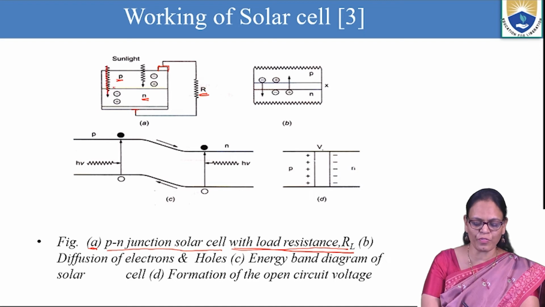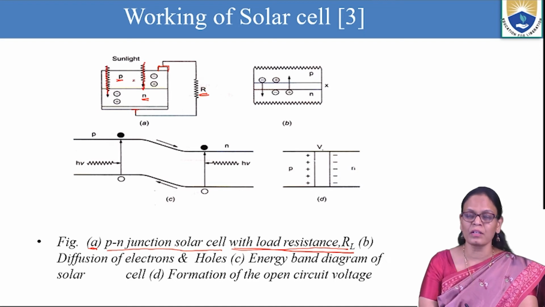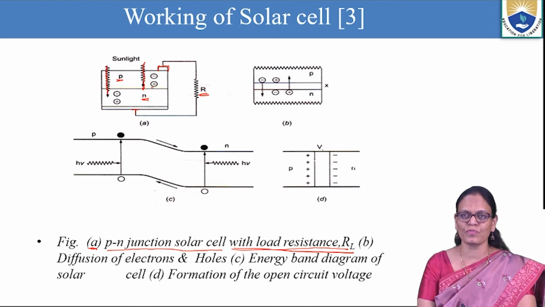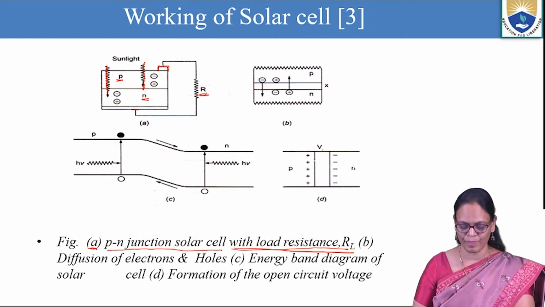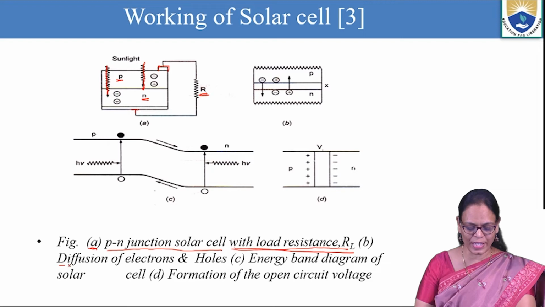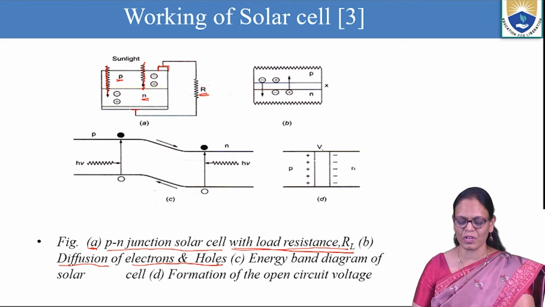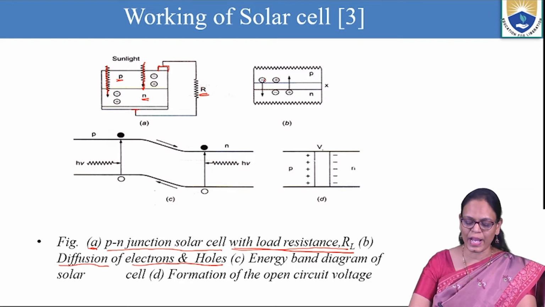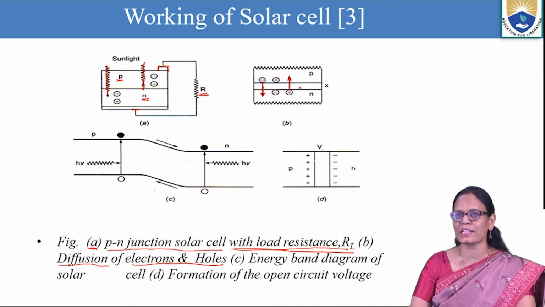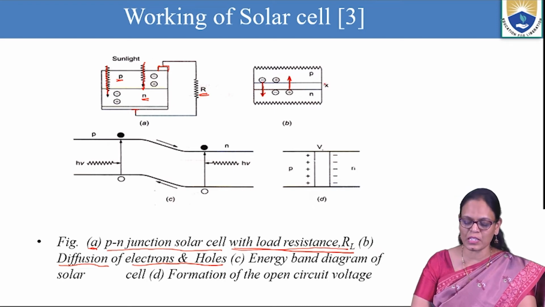So when sunlight falls on the junction, what happens here is separation of charge carriers, movement of charge carriers, and generation of current. In the second diagram, what we are seeing here is the diffusion of electrons and holes. The electrons are diffusing into the N region and the holes are diffusing into the P region. So in the second step, what we are seeing is the diffusion. This is the space charge region, which we call X.